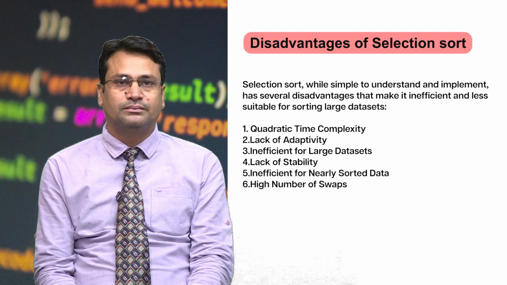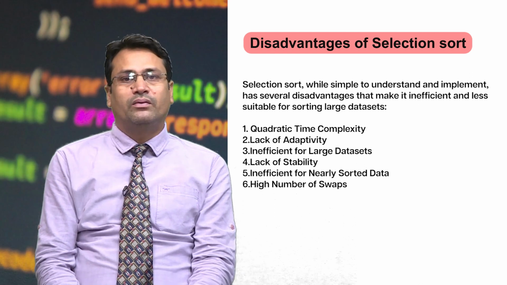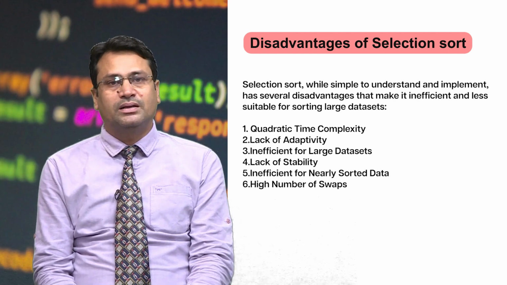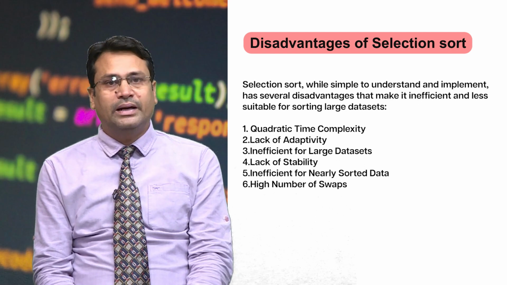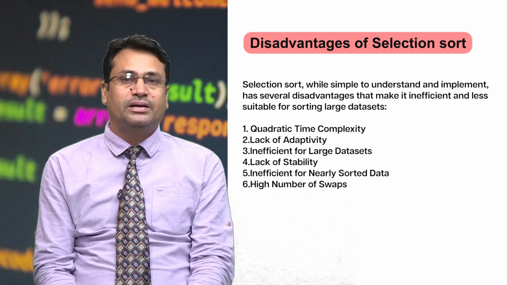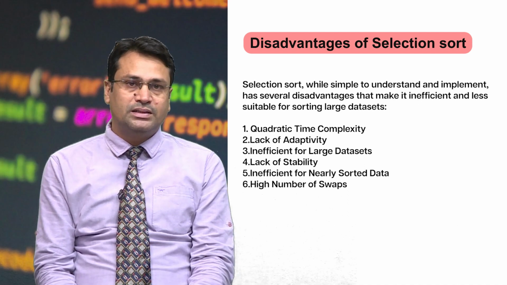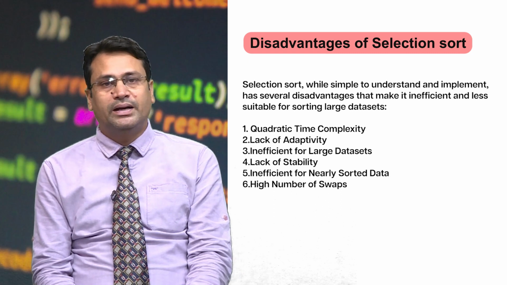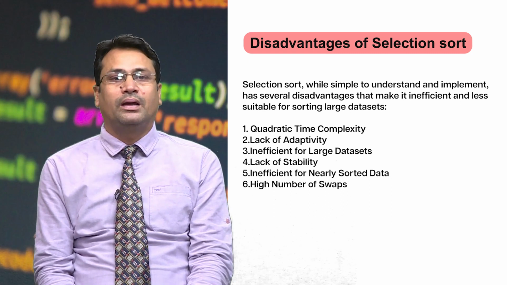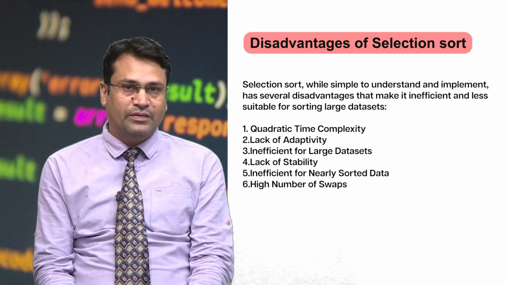The primary disadvantages of selection sort are its poor time complexity, lack of adaptivity and inefficiency for sorting large data sets. While it has its use cases for educational purposes and small data sets, it is generally not recommended for practical applications where sorting efficiency is crucial.